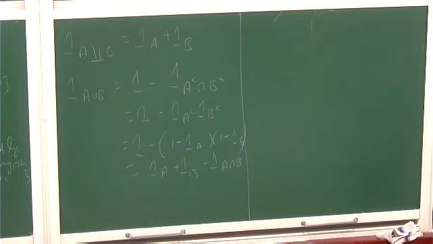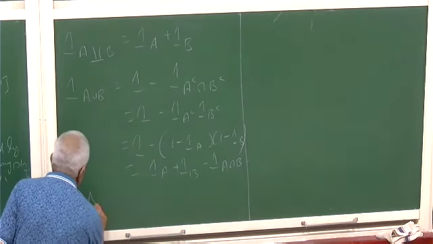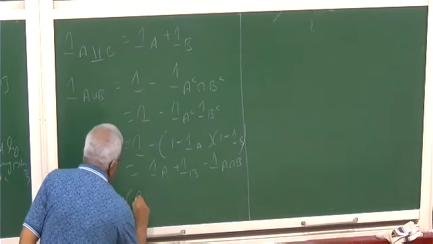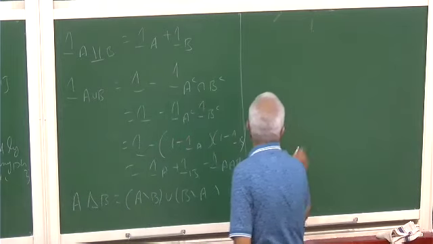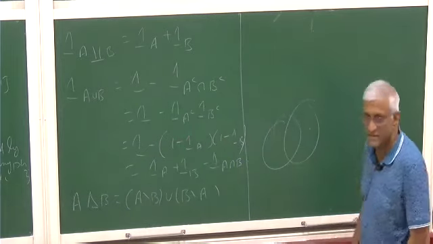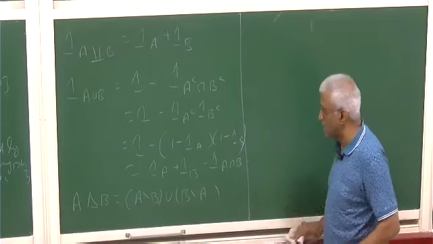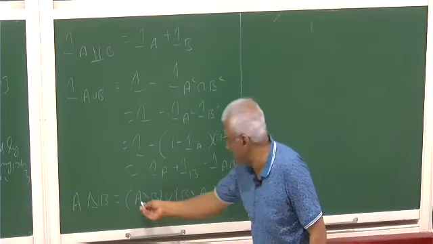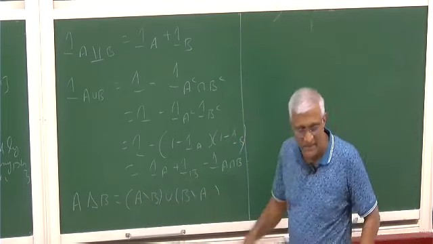Okay, so I want to say all these things. In fact, there is something called symmetric difference. Do you know symmetric difference? A symmetric difference B equals A minus B union B minus A, which is just this union this. Okay, this is the symmetric difference. So it is A intersection B complement union B intersection A complement. Yeah, same thing, correct.